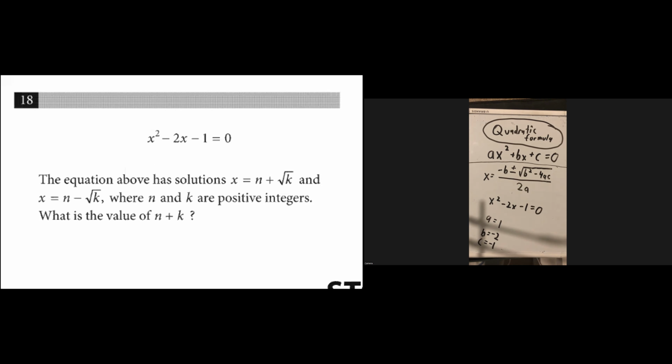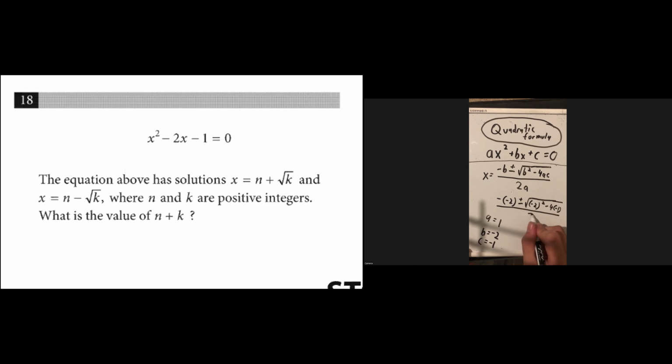And now we just plug in. So negative 2 plugged into negative b. Oh, I'm just gonna have to write all this down. Negative 2 plus or minus root negative 2 squared minus 4. A is just 1. C is negative 1. All over, A is just 1, so all over 2.